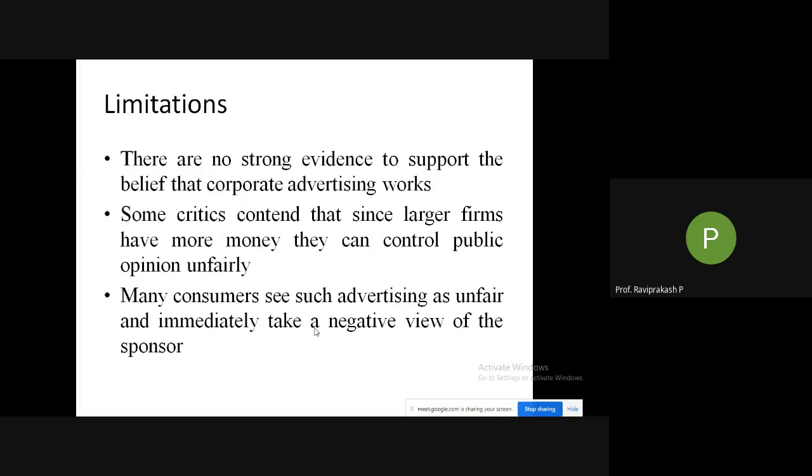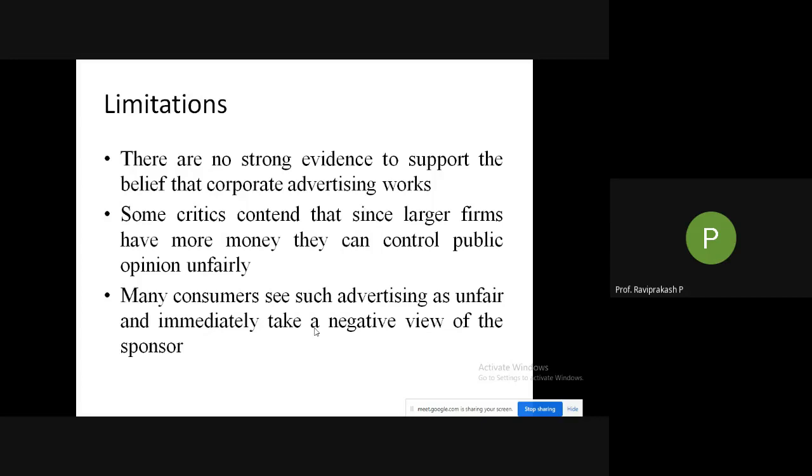Then some critics comment that since large firms have more money, they can control the opinion of the public unfairly. Many times people think these companies have so much money, they are controlling the way people think by spending a lot of money. A certain set of people might think like this. You might really be helping those people, but still people think that you have money, so you can play around with the thinking of the people.